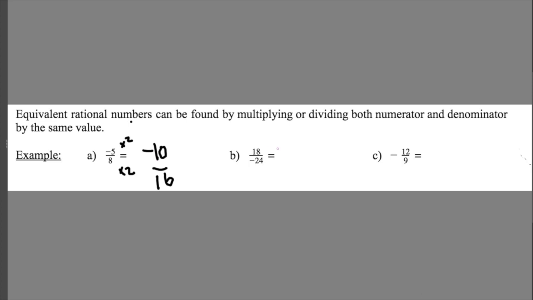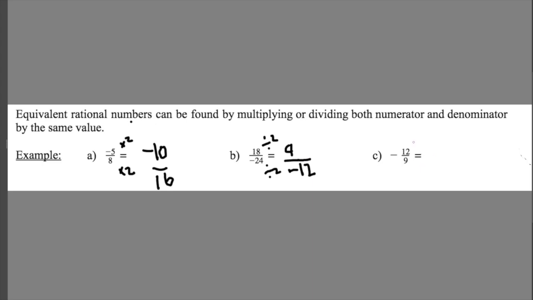And then over here, instead of multiplying, we can actually divide instead. So let's say we want to divide by 2. Also divide the bottom by 2 as well. So 18 divided by 2, you get 9. And then down here, you can get -12. And then over here, again, -12 over 9.